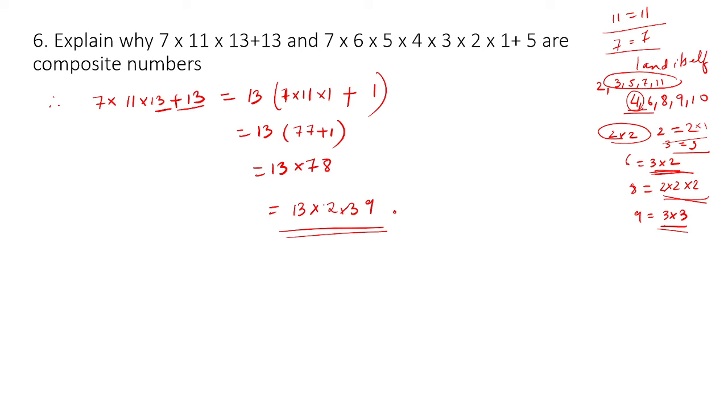Because you're able to write it as a factor of something, which is 13 into 2 into 39, in fact, you can even further write this as 13 into 3. So this is going to be 2 into 3 into 13 square. This clearly is a composite number because you're able to write it as a set of factors. So hence, it is a composite number.